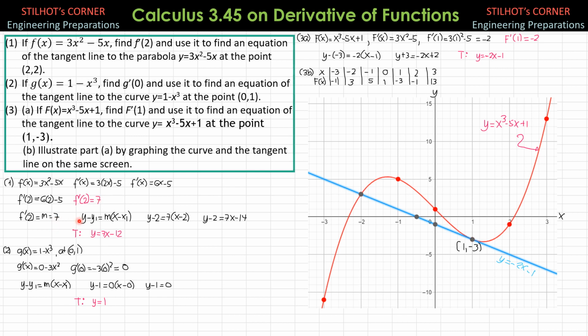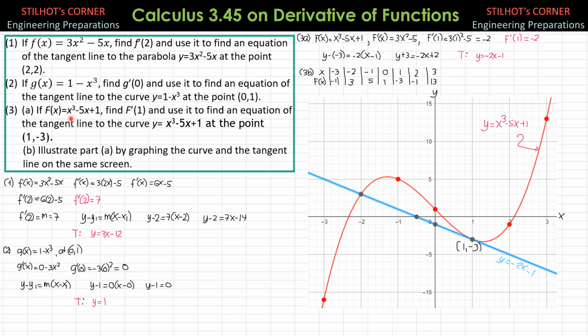So we use the point-slope form, and you can find this in Engineers in Progress for those who want to review equations of a straight line, standard equations of a straight line. So y minus y1 equals slope times quantity x minus x1. So y minus 2, where y1 is 2, equals slope 7 times quantity x minus 2. So y minus 2 equals 7x minus 14. Therefore, the equation of the tangent is y equals 7x minus 12. So that's for problem 1.